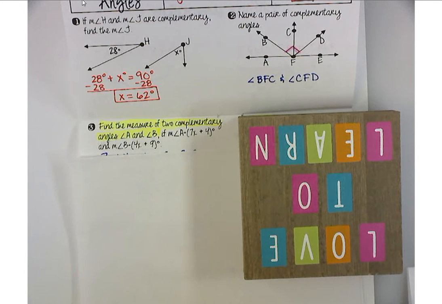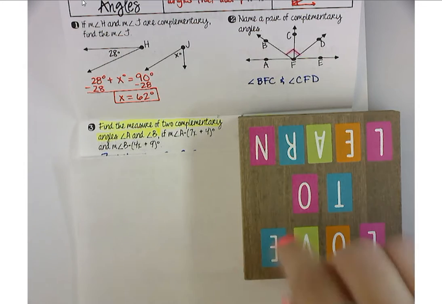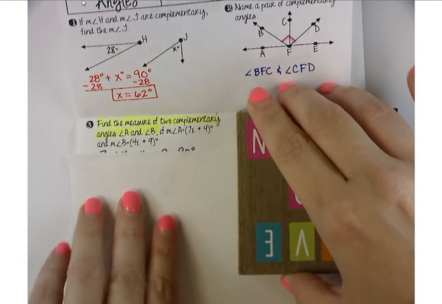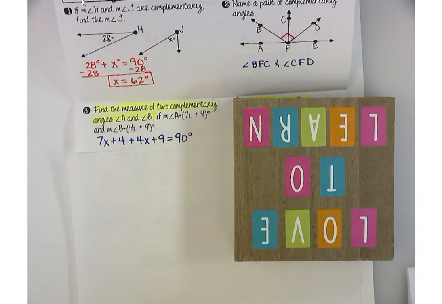Well, we know if they're complementary, Ryan, what do complementary angles do? They add up to 90 degrees. They add up to 90. So all I have to do is add these 2 expressions together and set them equal to 90. Okay, so from there, I can just go ahead and find my like terms and then solve for x.